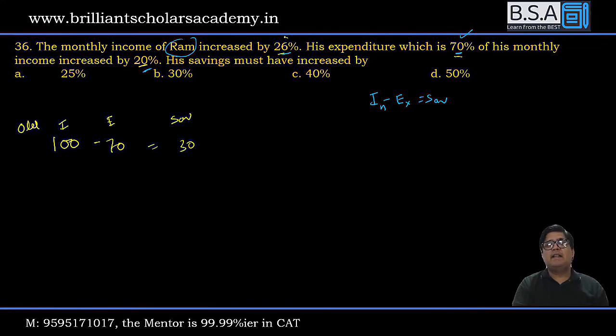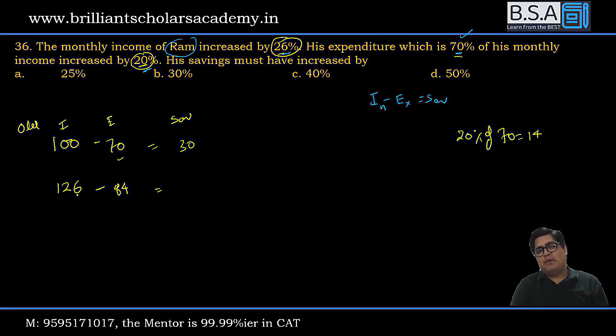His income increases by 26%. So new income is 126. His monthly expenses increased by 20%. Expenditure, which was 70%, increases by 20%. What is 20% of 70? It is 14. So the new value is 84. Now we are saying, what is the change in savings. 126 minus 84 is 42.